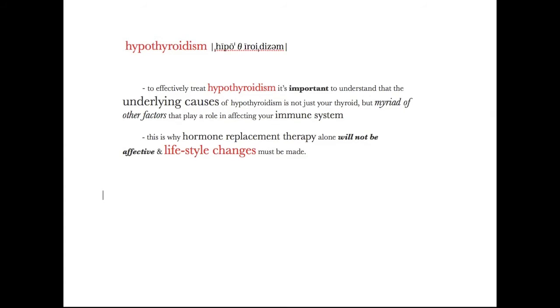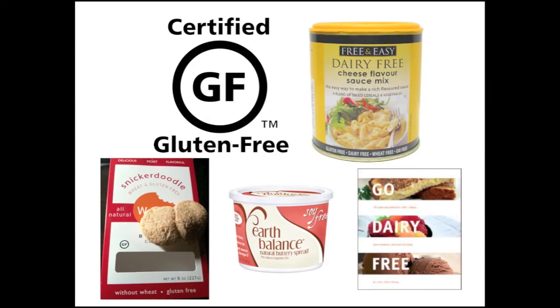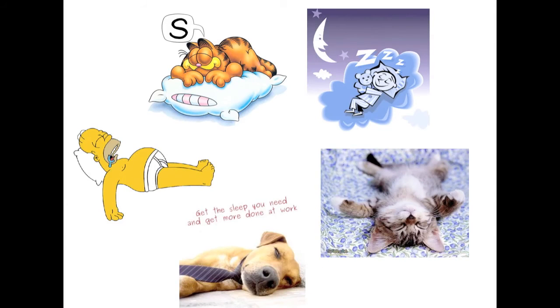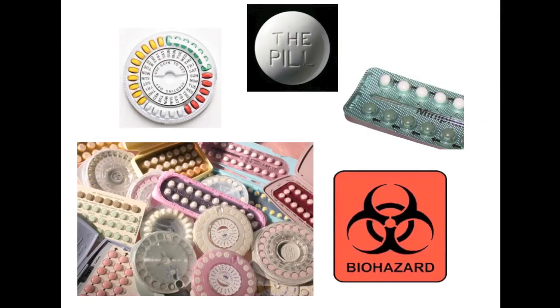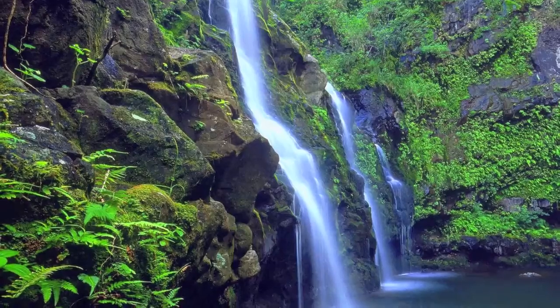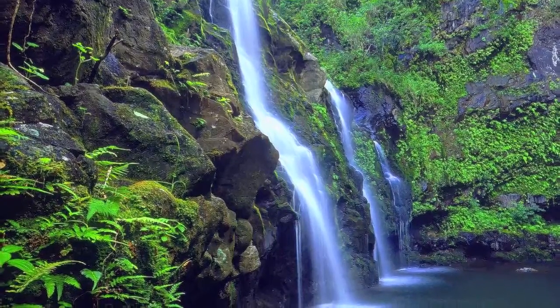And the recommended lifestyle changes are: 1. Enjoy a gluten-free, dairy-free diet and avoid processed foods. 2. Get lots of sleep. 3. Cut back on caffeine. 4. Avoid oral contraceptives. 5. And the most important step, reduce stress.